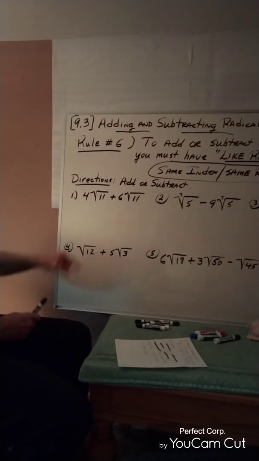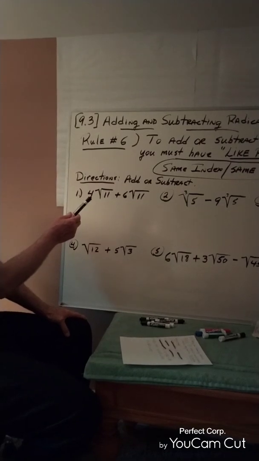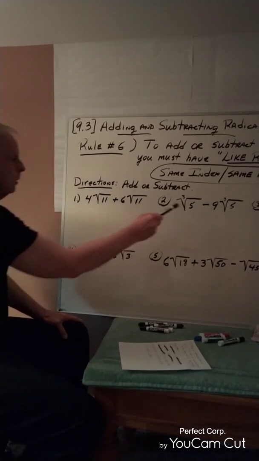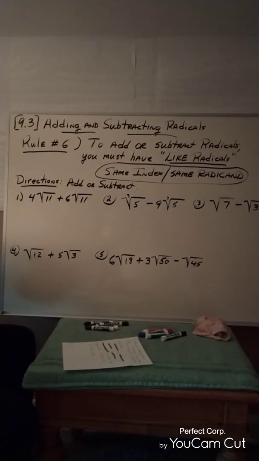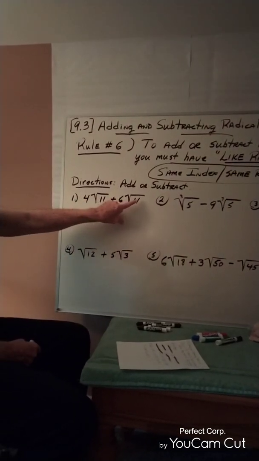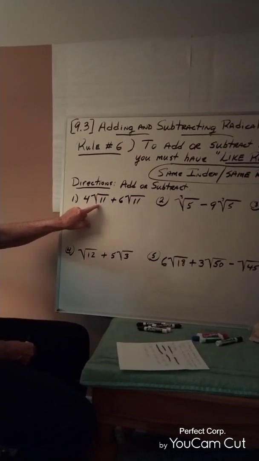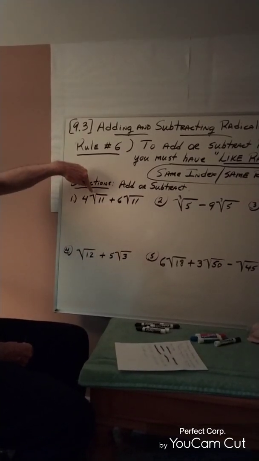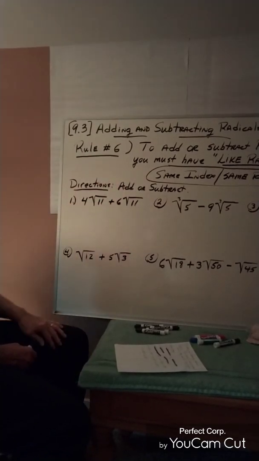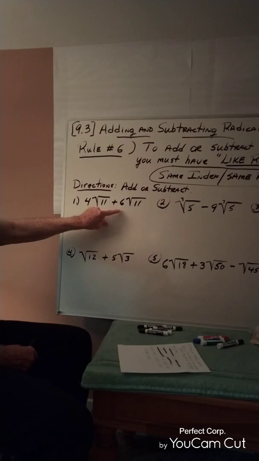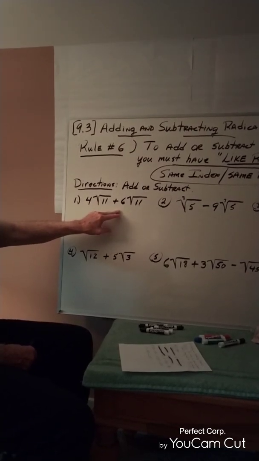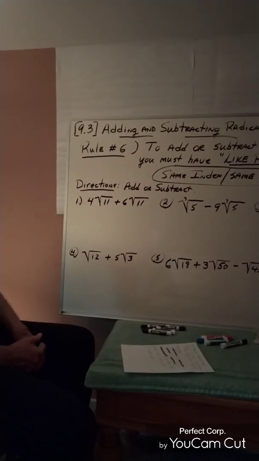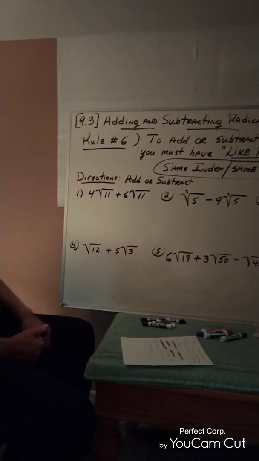Let's just take a look at number 1, and I'll repeat that definition. We have to have like radicals in order to add or subtract radicals. If you look at the radicals here that are being added, they are like. Their radicands are the same, and their indices are the same. If the indices are not the same, you'd have to treat the problem differently and use another skill. You would not be able to add the radicals or subtract them.